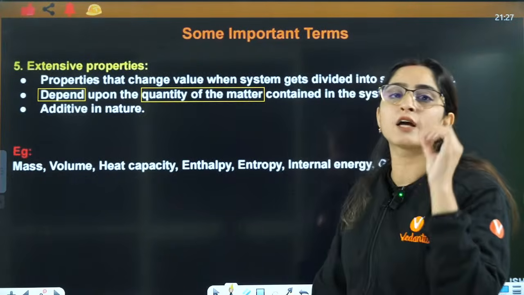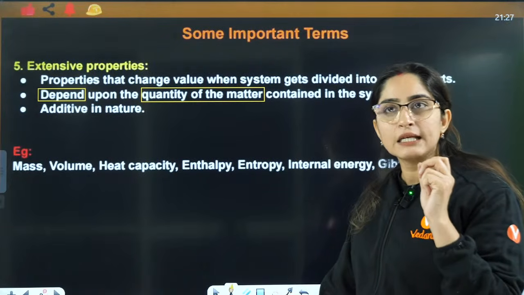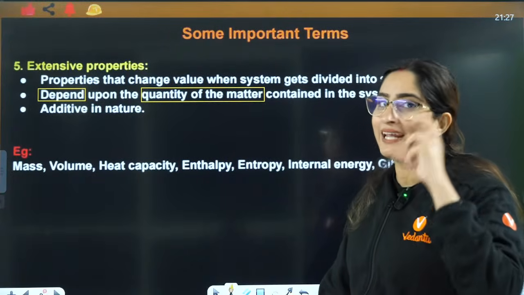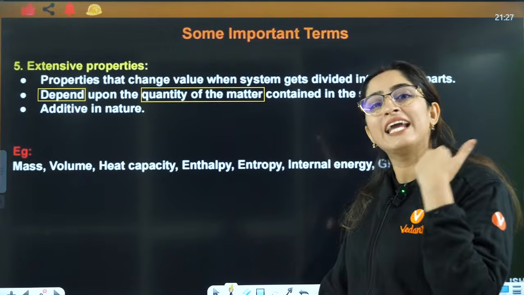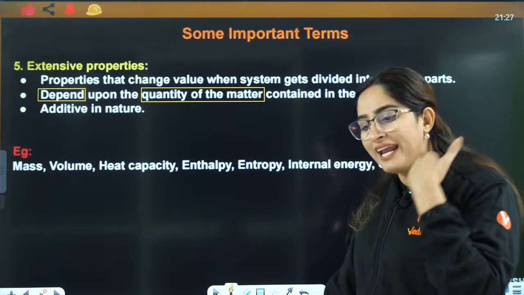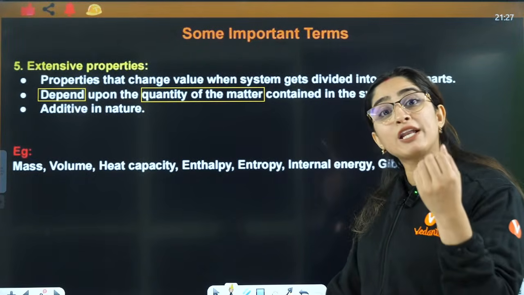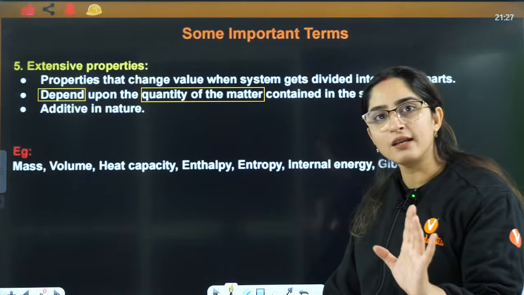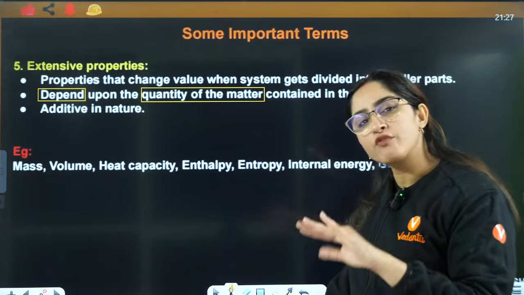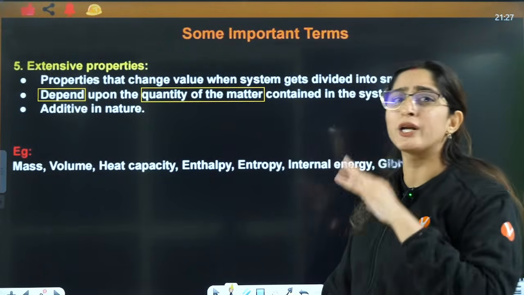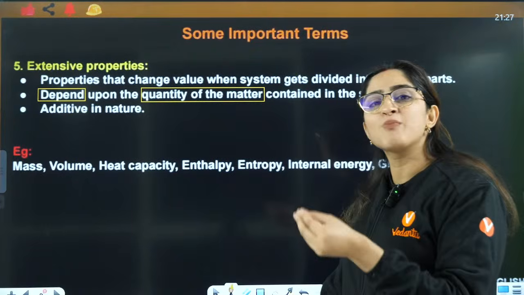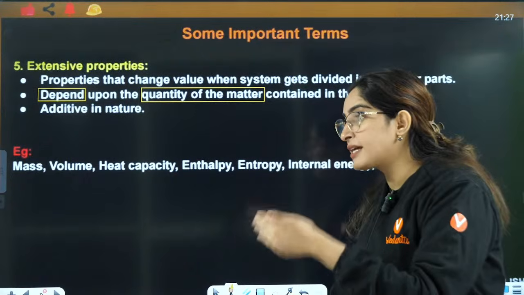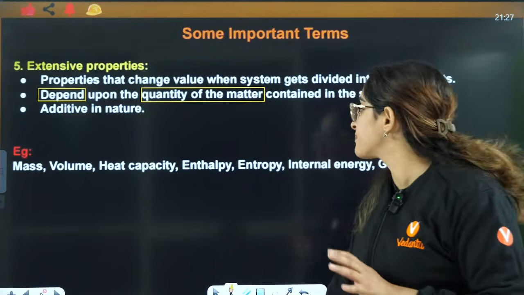Then you have heat capacity, right? Heat capacity, we will do it in detail as well. As of now, just remember that heat capacity is the heat that is changed when you try to increase the temperature by 1 degree Celsius, right? In detail, we'll talk about that. As of now, just remember that heat capacity is also dependent upon the mass. How much mass you have taken, it will depend upon that, right? 1 kg, 2 kg, 3 kg, they will have different heat capacities, right?